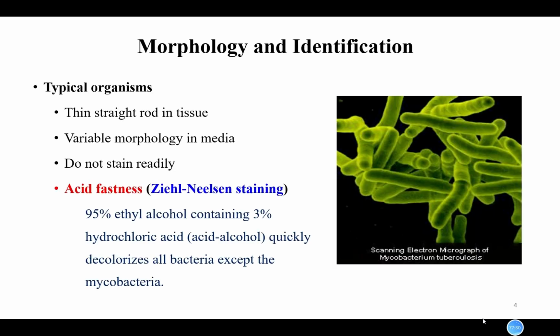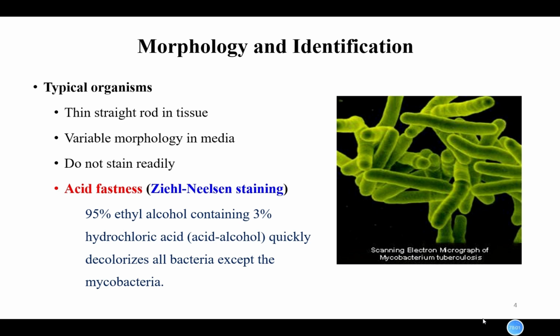The Mycobacterium tuberculosis bacteria look like this. They are thin and straight bacilli, especially when collected from the patient's tissue. It looks like this. But if you culture the bacteria in the lab, they might show a variety of morphology. The morphology might change a little bit.